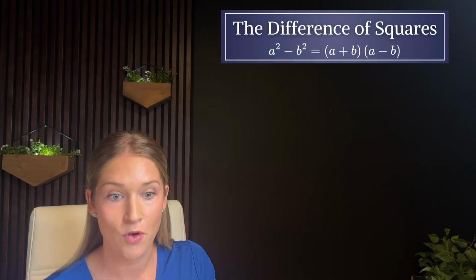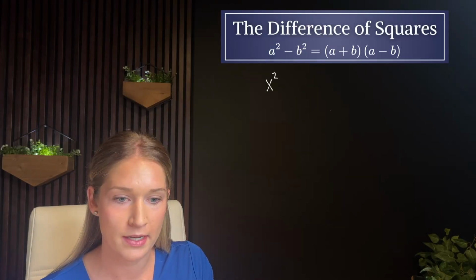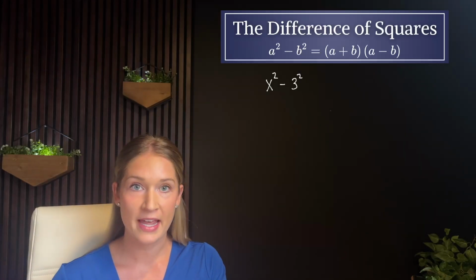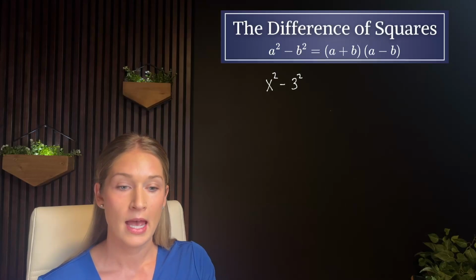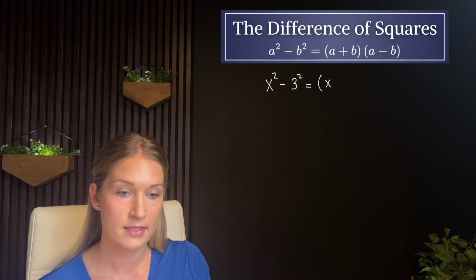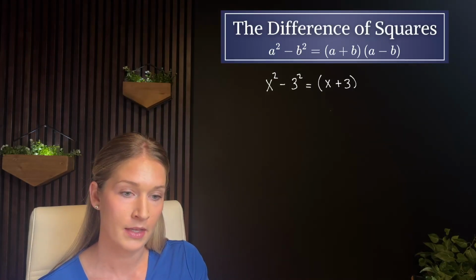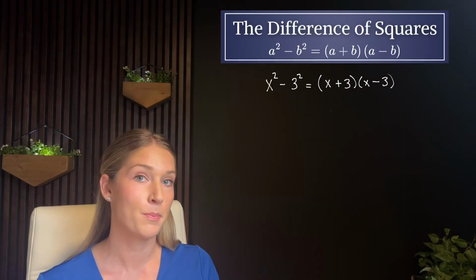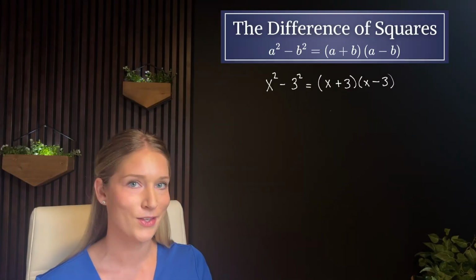So for example, maybe I have x squared minus 3 squared. Well, x would replace my a and 3 would replace my b, and I would end up with x plus 3 and x minus 3. Now keep in mind that we're using the bases to factor. I'm using the x and the 3.